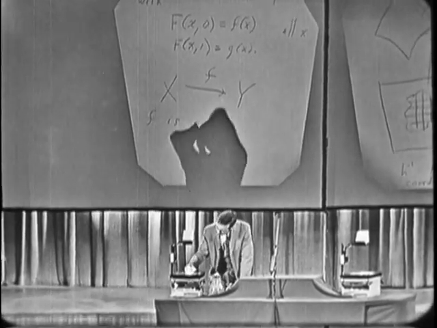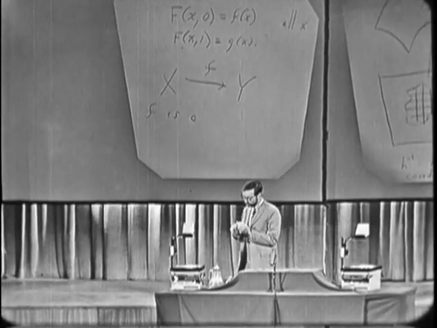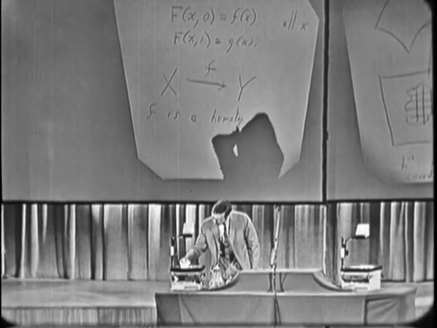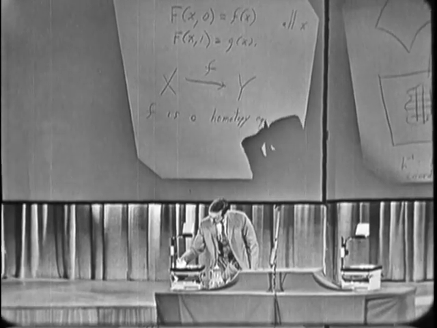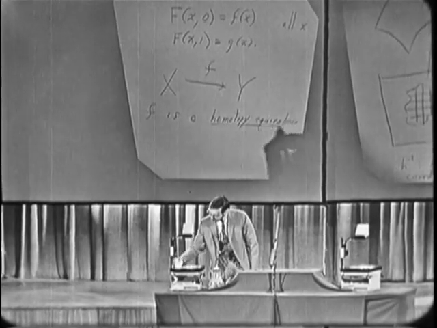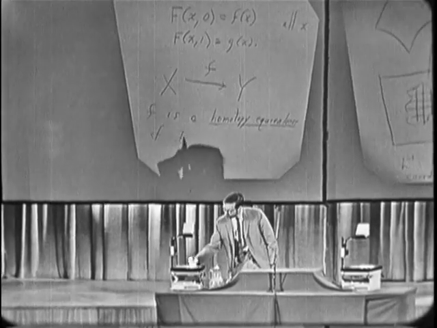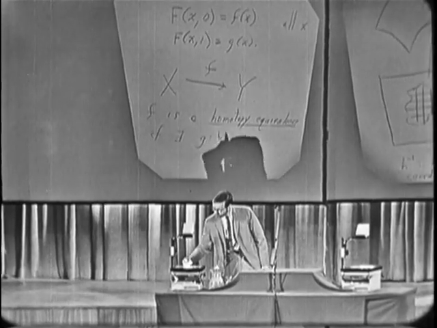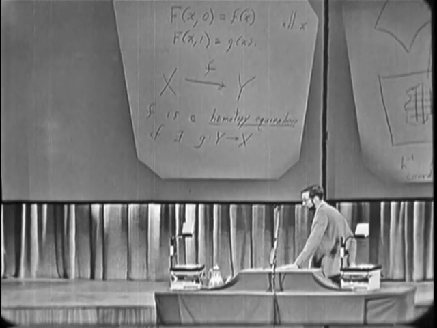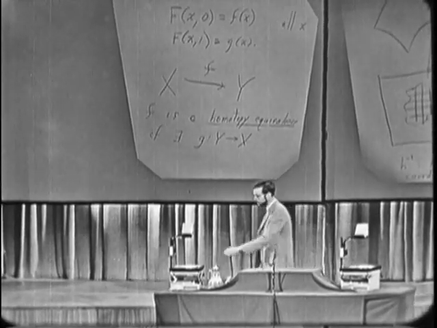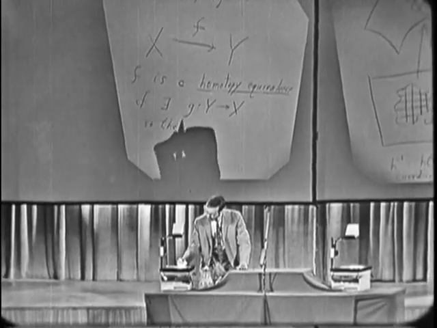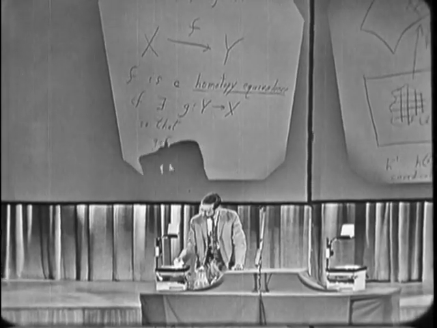So F is a homotopy equivalence if there exists a mapping G from Y back to X. And I want to say that G is a two-sided inverse, but now in the sense of my new category. So what does it mean to be a two-sided inverse? So that the composition, first F and then G.